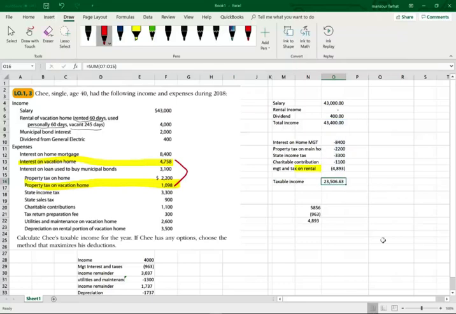Now this individual is single. You have to look at the total itemized deductions, which amounted to $19,893. You have to compare this to the standard deduction. If the standard deduction, whatever year you are in, is higher, you would use the standard deduction. Otherwise, you would use the itemized deductions because they are greater than the standard deduction.